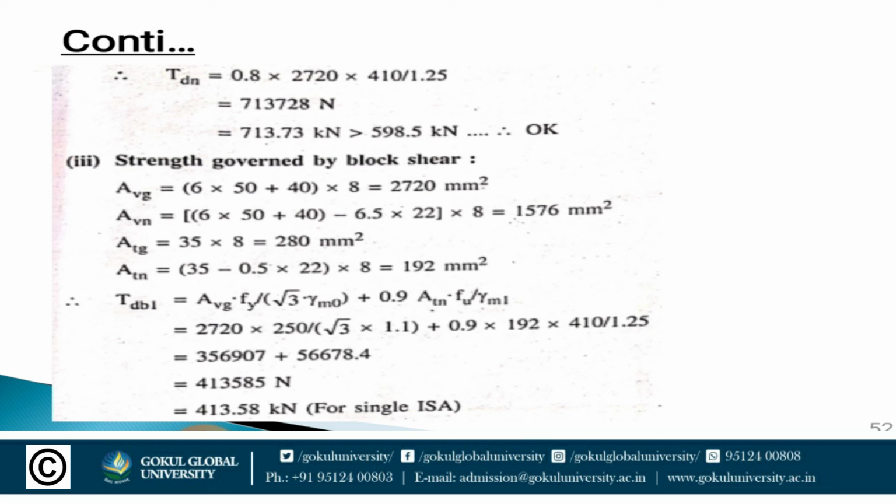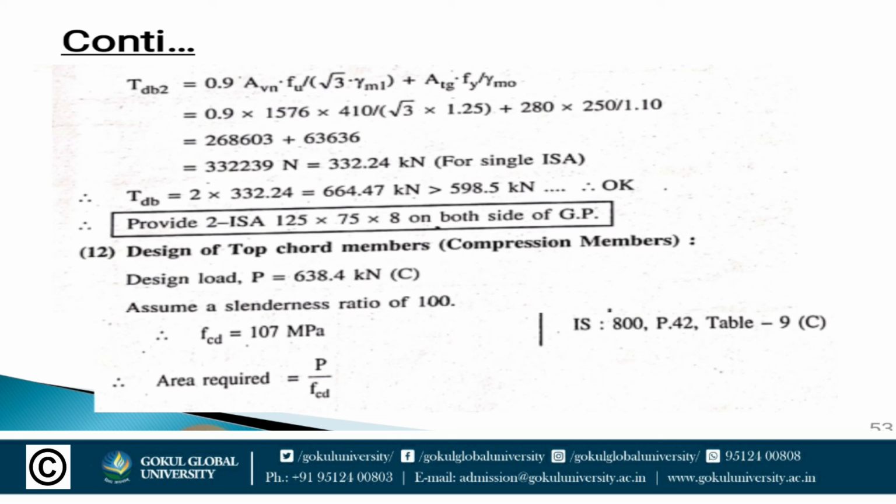Now check for the strength governed by block shear failure. This is also page number 33 from IS 800, section number 6. So we got that equation. Find the Avg and Avn, then after that Atg and Atn. Avg is for the compression member, Atg for the tension. So we got that Tdb1 and Tdb2. So provide the 2 ISA 175 by 75 by 8 mm on both sides of the gusset plate, and it is okay. So the first bottom chord member design is over.